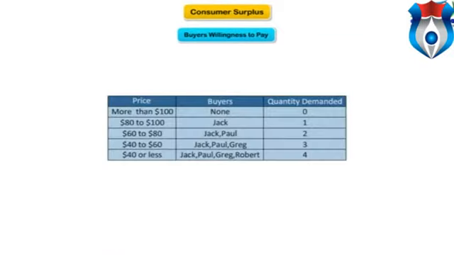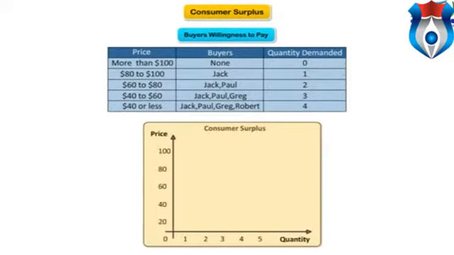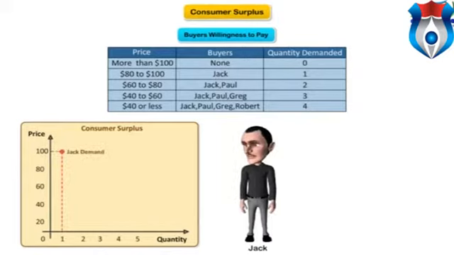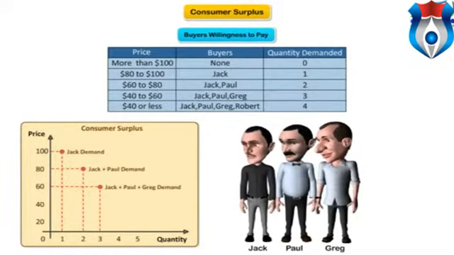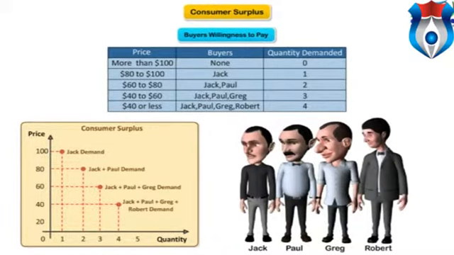Consider the table of the fans market. Listed above is the amount that four individuals, Jack, Paul, Gray, and Robert in the town are willing to pay for fans. Let's assume $100 is Jack's willingness to pay. $80 is Paul's willingness to pay. $60 is Gray's willingness to pay. And $40 is Robert's willingness to pay.